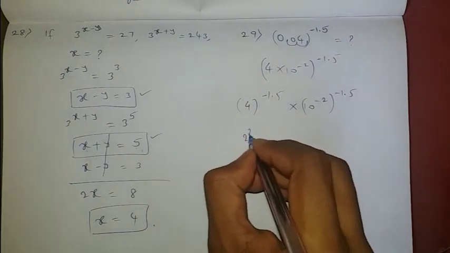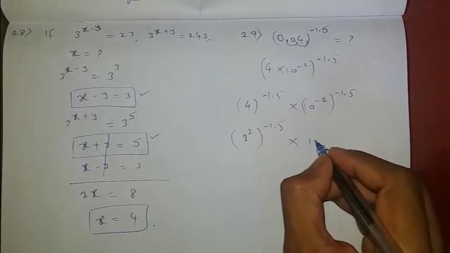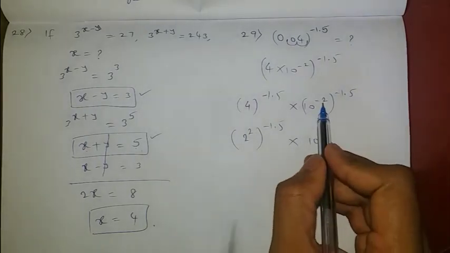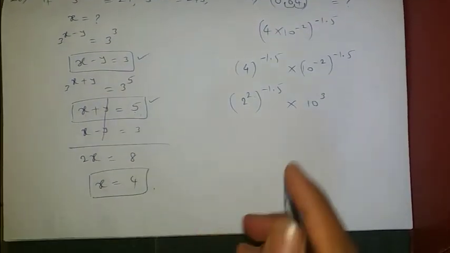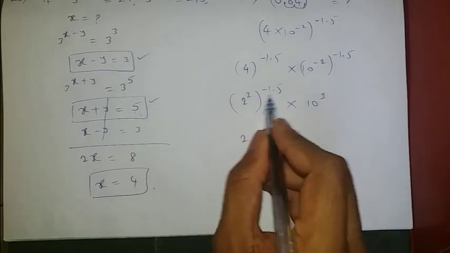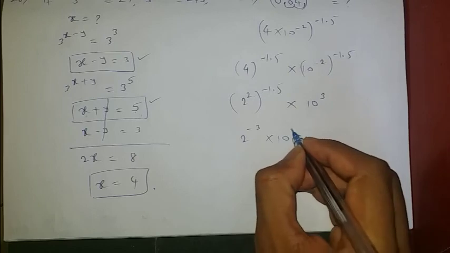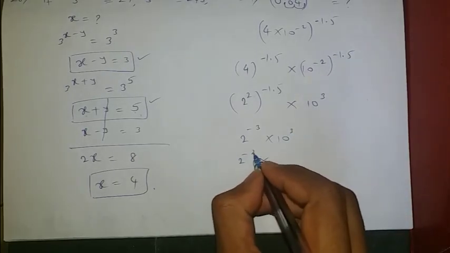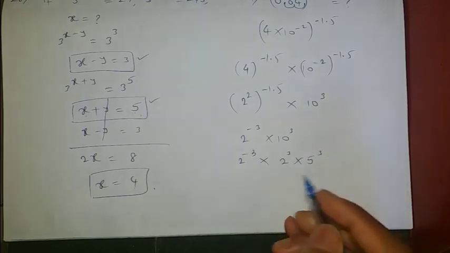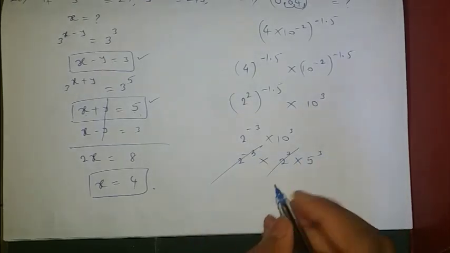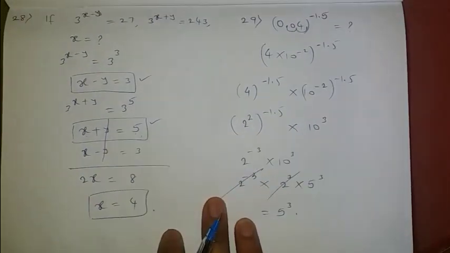4 can be written as 2 square, whole power −1.5, into 10 power (−2) × (−1.5), nothing but 3. So 2^(2 × −1.5), that is 2^(−3), into 10^3. 2^(−3) × 10^3 can be written as 2^(−3) × 2^3 × 5^3. 2 power minus 3 and 2 power plus 3 will get cancelled. So we remain with 5 power 3.